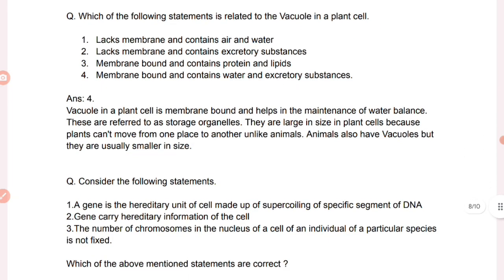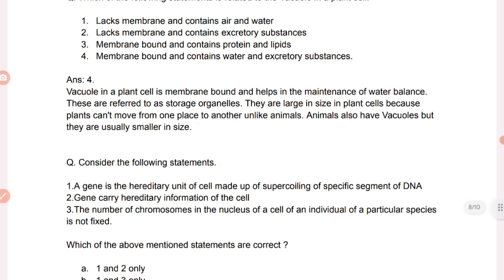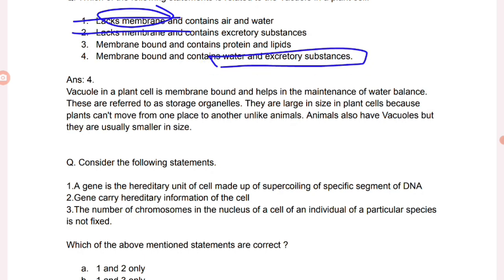Which one of the following statements is related to vacuole in plant cell? Membrane bound and contains water and excretory substances. So it does not lack membrane, so statement 1 is incorrect, 2 is incorrect. Membrane bound and contains protein and lipids, no, it contains water and excretory substances.